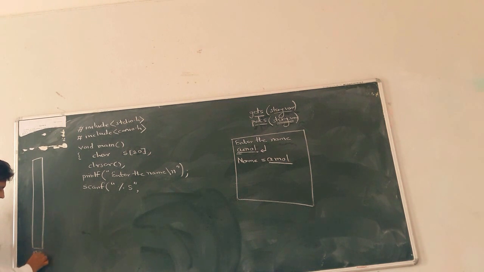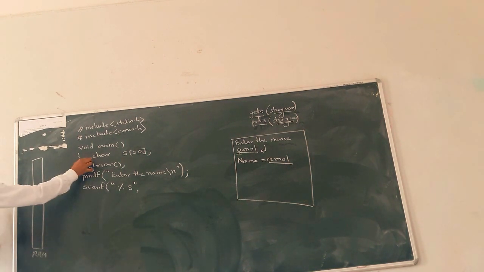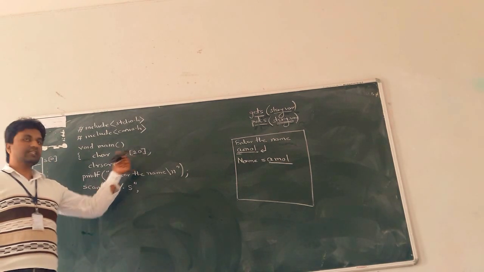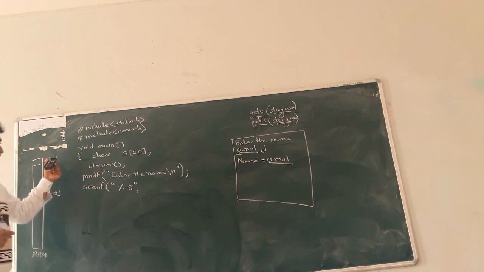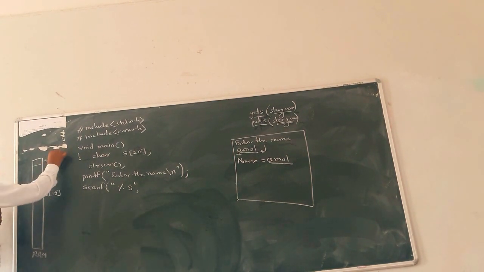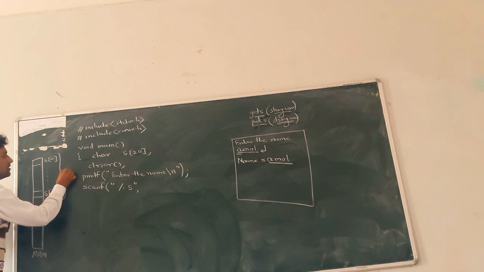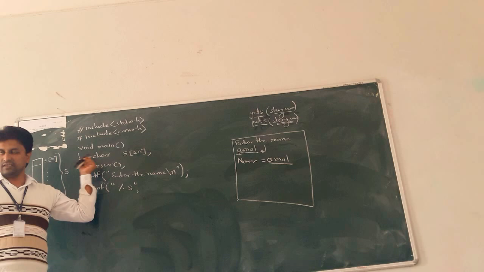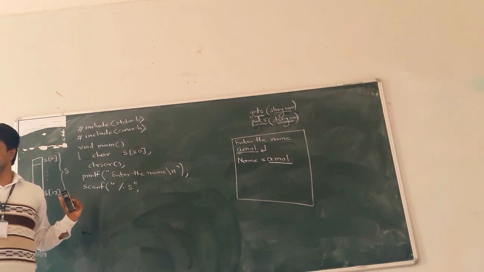So for char s[20], what happens here in memory, on the RAM? This is the RAM. On the stack memory, because storage type is local, s[0] to s[19], because the index starts from 0, total length is 20, so the last index is size minus 1, that is 19. So this is the reserved area for storing the string. And what is the name of the string? s. The name of the variable is s.